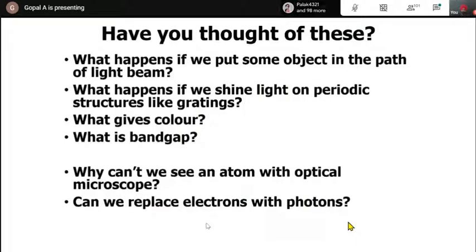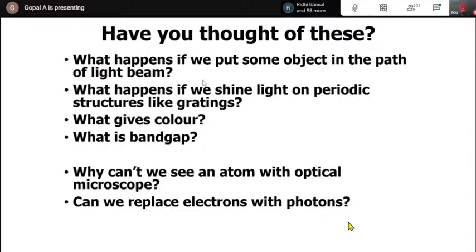Right? So why do you want to do all this? If you ever thought about what happens if you put some object in the path of a light beam. Okay? There's some light source and you put your hand in the path. What you see is a shadow.